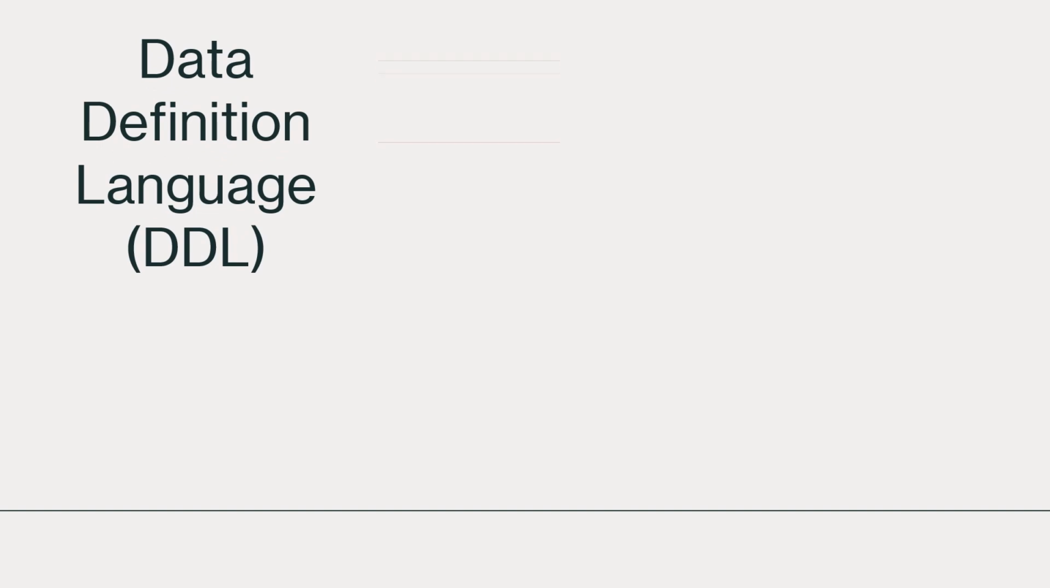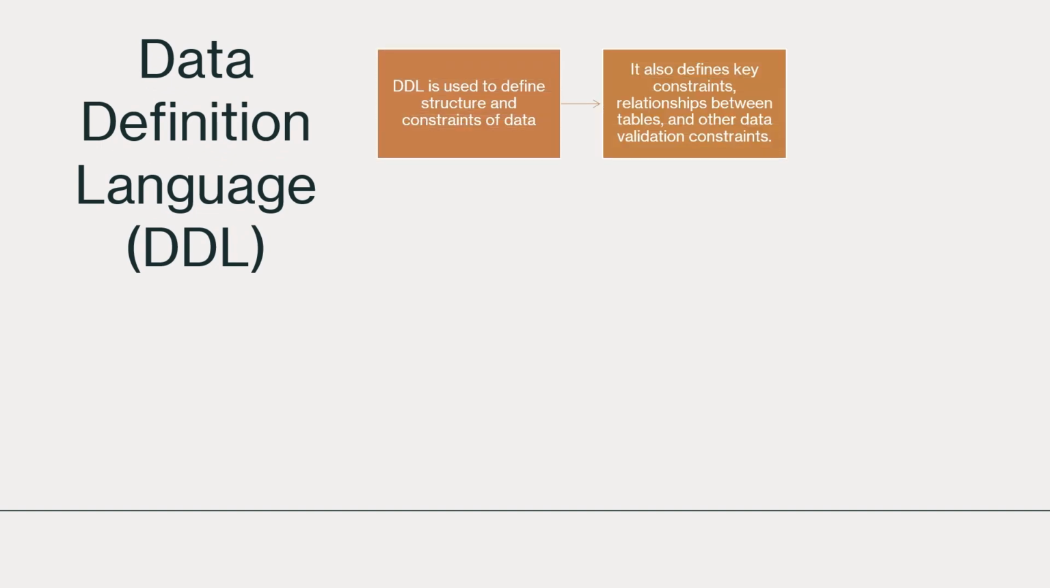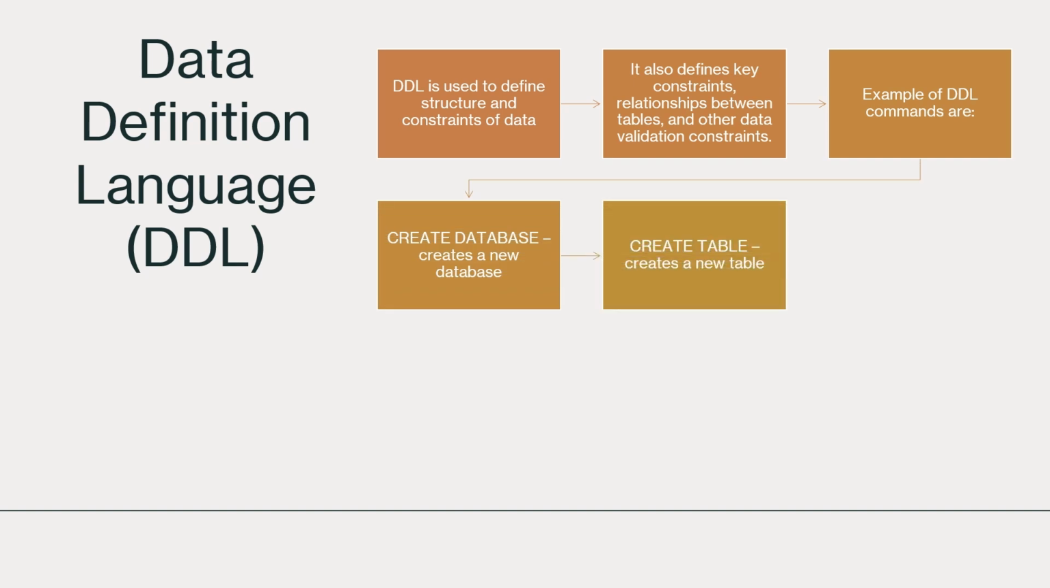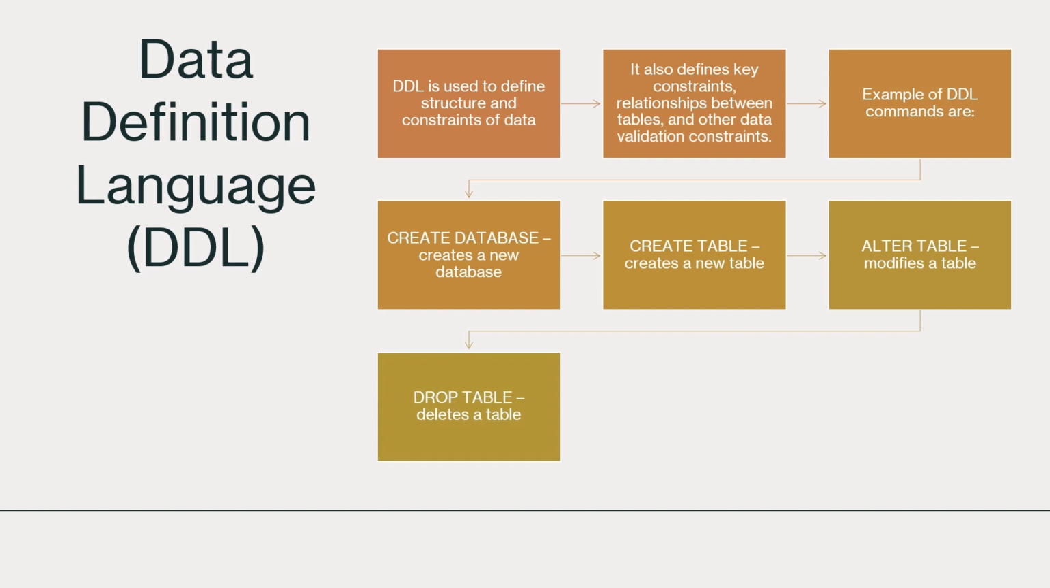DDL is used to define the structure and constraints of data. It also defines key constraints, relationships between tables, and other data validation constraints. Examples of DDL commands are: create database, create table, alter table, drop table.